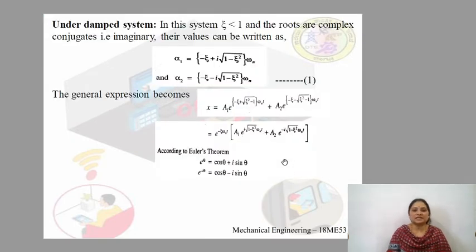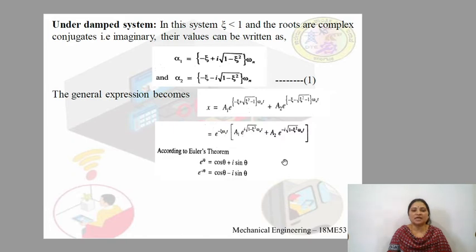In the previous classes we have discussed the three different conditions, that is zeta greater than 1, zeta less than 1 and zeta equal to 1. In the previous class we discussed the overdamped condition and the critically damped condition. In this session, we will discuss the underdamped condition.